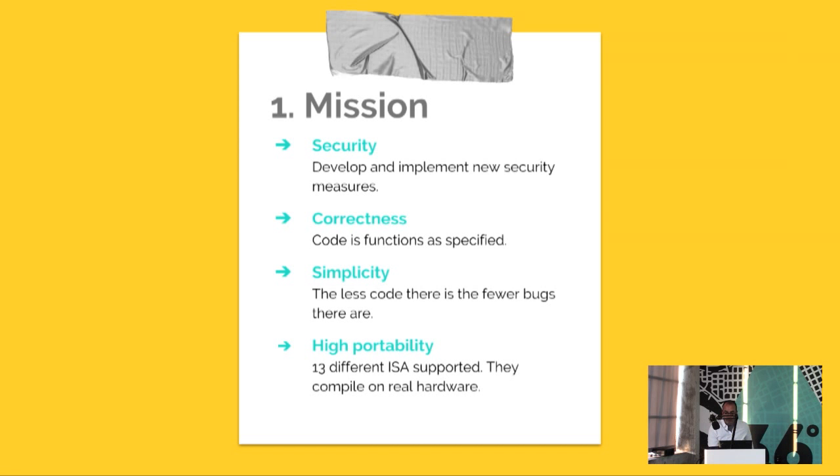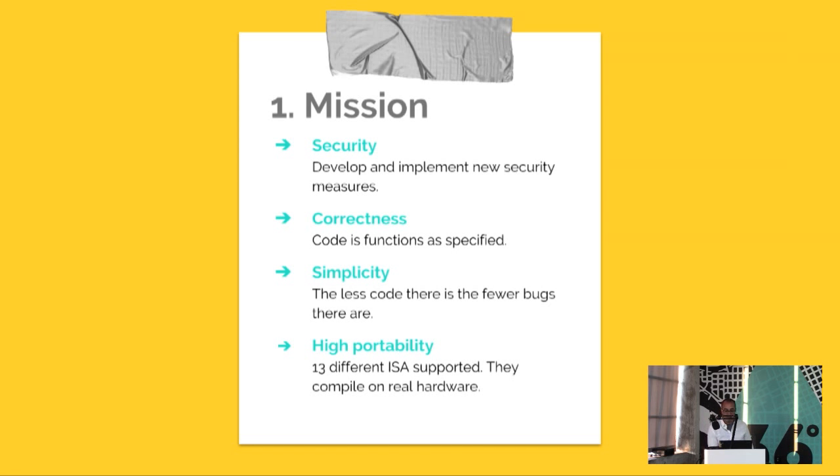So OpenBSD's mission is it's a security research operating system. Its focus is to develop and implement new security measures that are hopefully adopted by the industry at large. It focuses on code correctness, which means the code functions as specified. They do lots of code audits to make sure everything works as expected. They also focus on simplicity. So they have a tendency to rip out a lot of code just so it's less to maintain. And the idea is the less code there is, the fewer bugs there are.